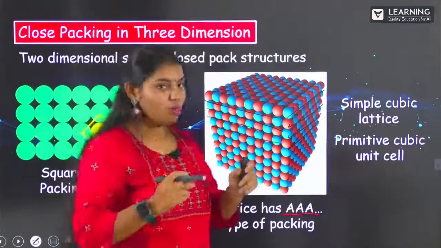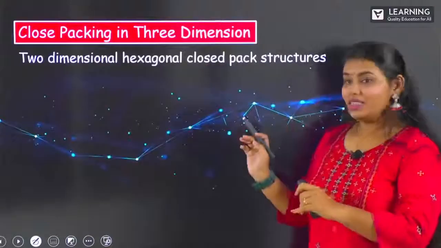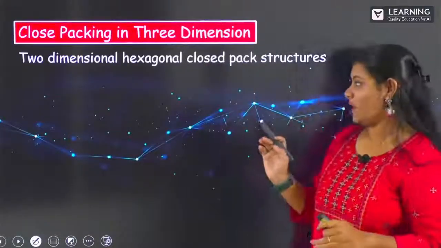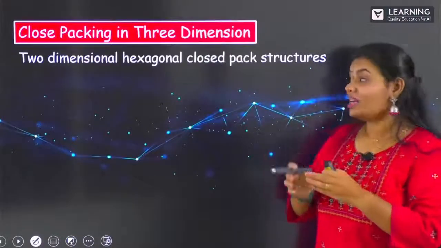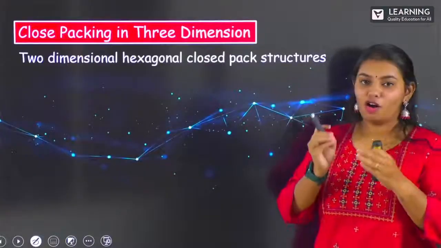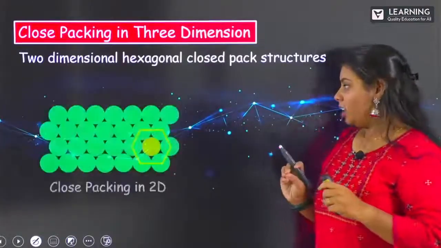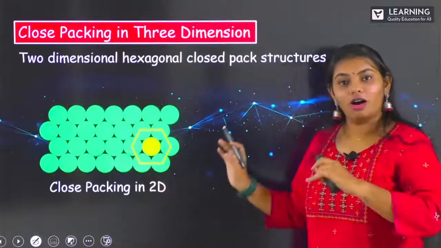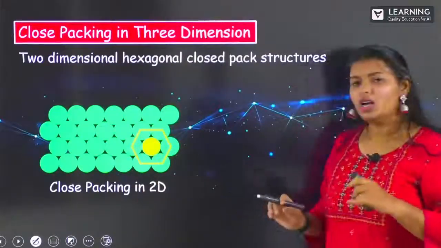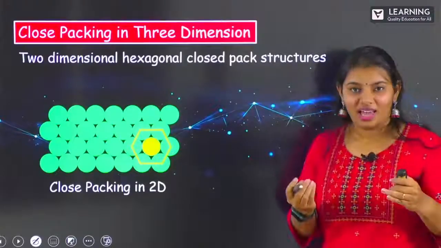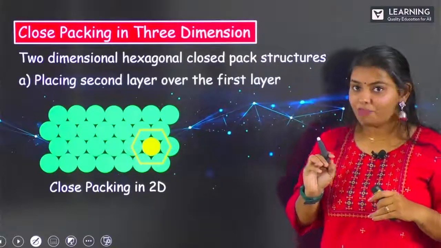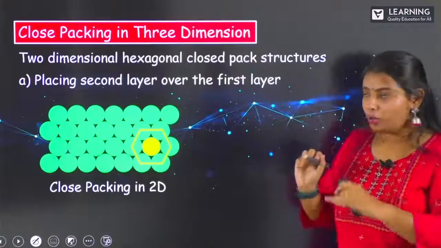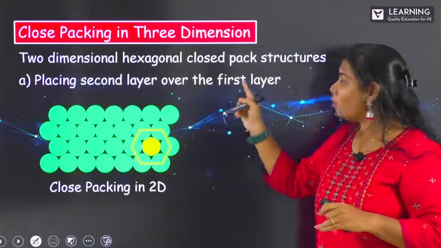Okay, now we will see from hexagonal close pack structures. So 2-dimensional hexagonal close pack structures. From that, how will we get a close packing of 3-dimension? This is a close packing, hexagonal close packing in 2-dimensional. So now this close packing, whatever it is happening over here, it has two possibilities. Okay. So the first possibility would be placing the second layer over the first layer.